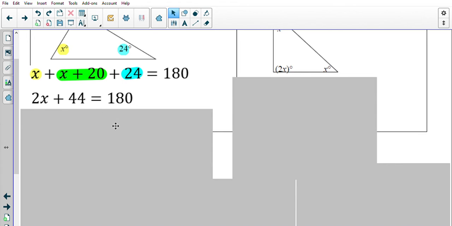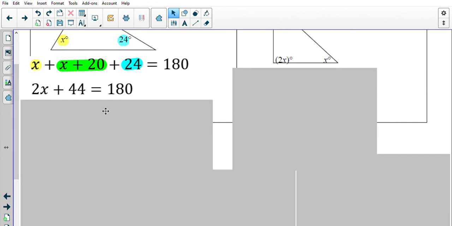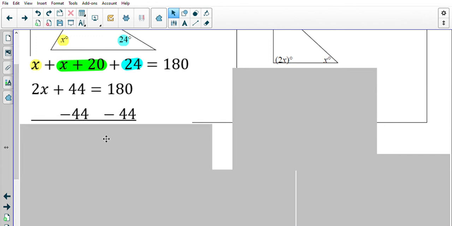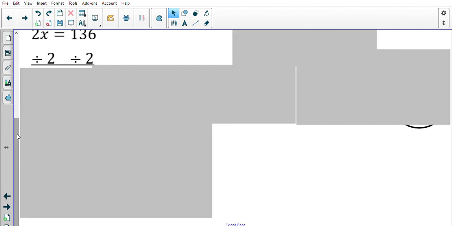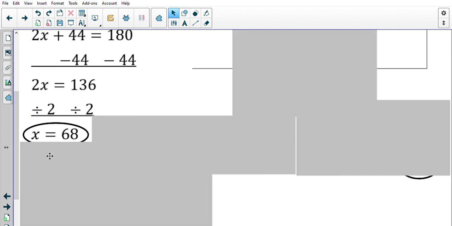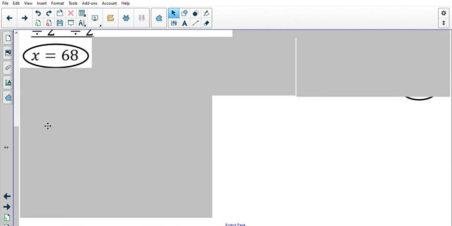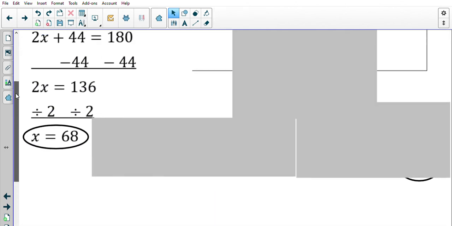Now it's just a 2-step equation, which I know we've been practicing recently, just to refresh our memories on this. The inverse of adding 44 is to subtract 44. That gets us 2x equals 136. 180 minus 44 is 136. Divide both sides by 2, and that's going to tell us that x equals 68. So we end up determining that x equals 68. That's super helpful for us.